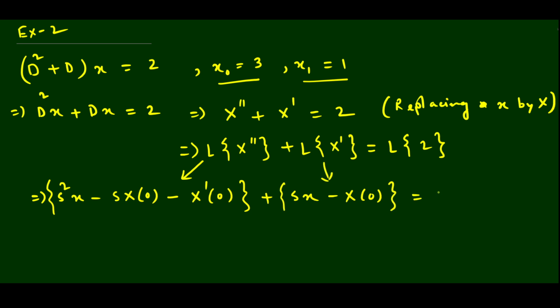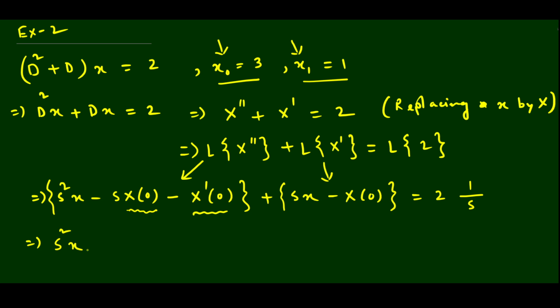And last one is what? L of 2. 2 is constant, so let us take it outside. So we have L of 1. Laplace transformation of 1 is how much? 1 by s. Okay, 1 by s. Now see, here one value is given. This x of 0 is this term, x naught. So x of 0 is 3. And this x dash of 0 is this one, x1. So x dash of 0 is how much? x1, which is 1. So let us put this value.